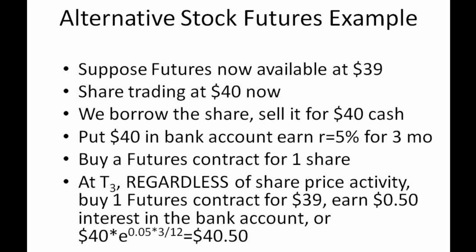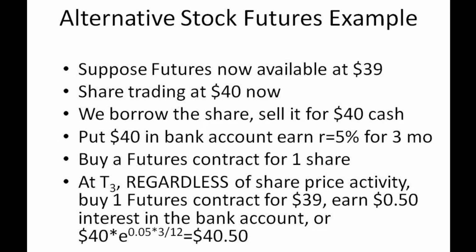Okay, well, let's look at another example here where, in this case, stock futures are now available at $39. So you know the underlying is trading at $40. You've called up your broker and they tell you that you can buy or sell futures at $39. So let's see if this makes sense, if there are any arbitrage opportunities. So step one is we borrow the shares and sell them for $40 cash, right?